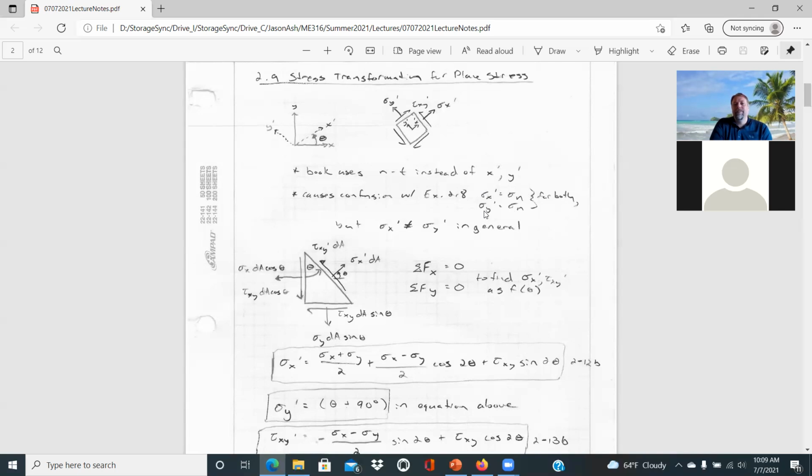And so my preference is to use sigma X prime, sigma Y prime, and tau XY prime, so you have that distinction between those two normal stresses. That's the main note: in general, sigma X prime is not going to be equal to sigma Y prime unless you're at a special angle position where you're perfectly vertical at that point, perfectly vertical on your Mohr circle.